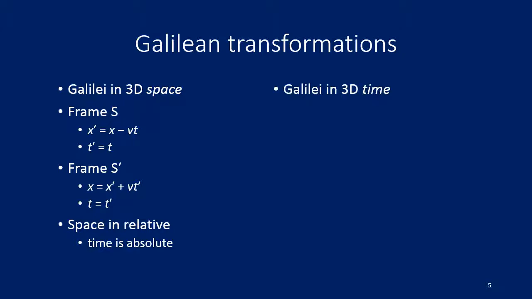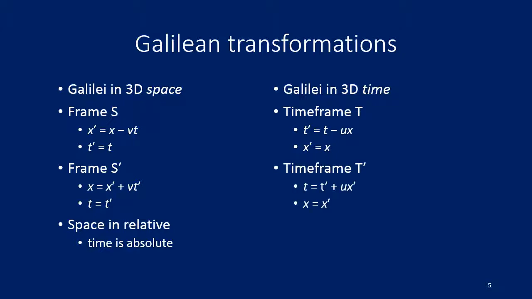And then in Galilei in 3D time, the time frame t finds the t prime equals t minus the linearity times x. And x prime equals x, that is to say, the x-axis is considered to be absolute. Time frame t prime, t equals t prime plus the linearity times x prime in the opposite direction again, and x equals x prime. So in this case, time is relative and space is absolute.